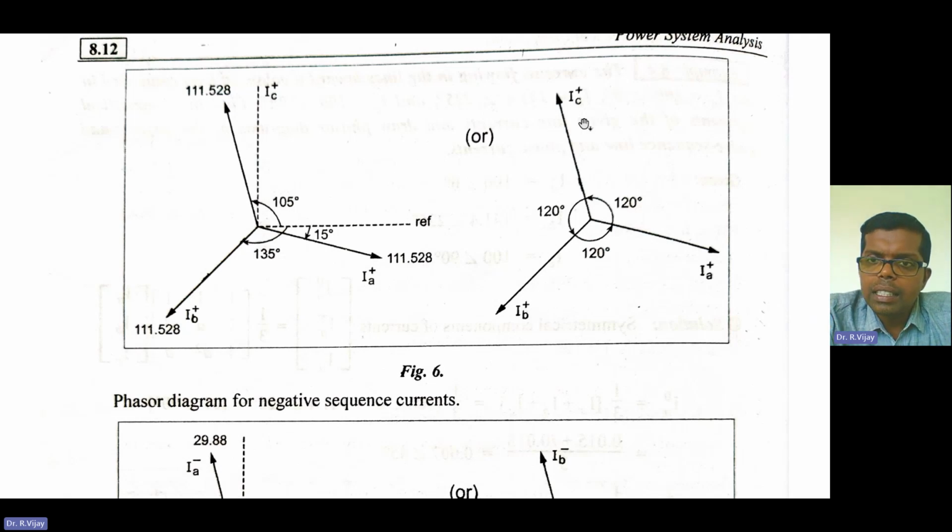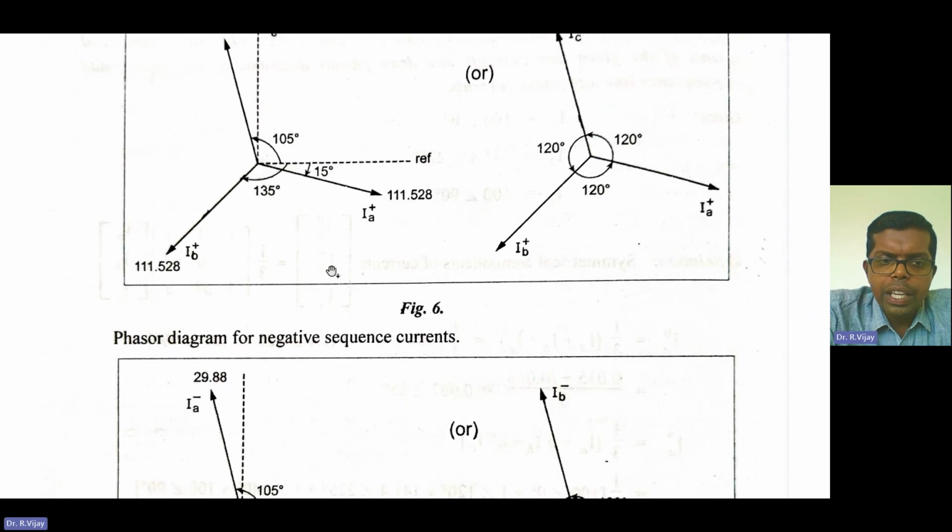Slightly this is 120 degrees, slightly changed like this. That's all. So normally the phase shift is 120 degrees, but due to the fault, the phase shift changes like minus 15 degrees, minus 135 degrees, and plus 105 degrees. If you add all these, you will get 360 degrees or 0 degrees. That also you need to observe.